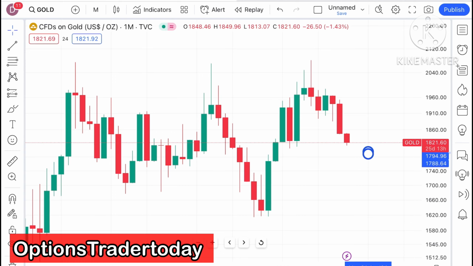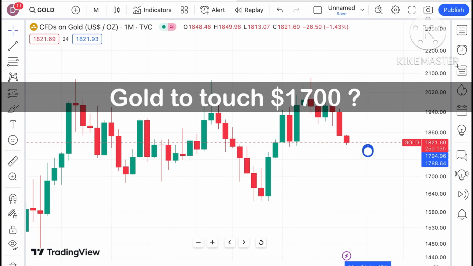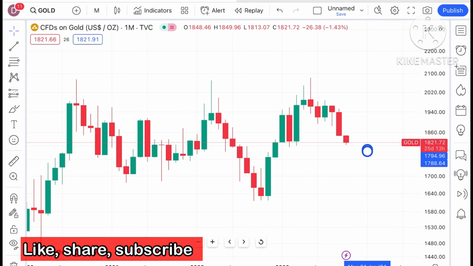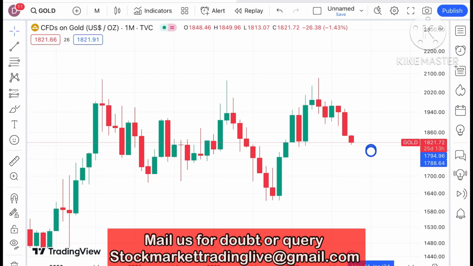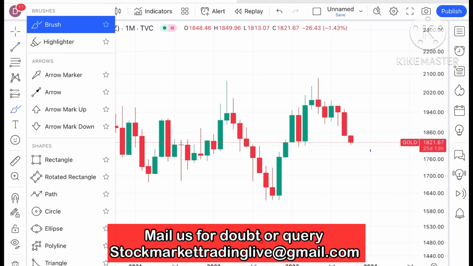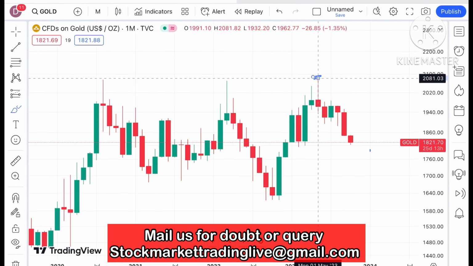So today in this video I will explain how the price of gold has moved in the last month and how the price of gold can move in the next month. If you look at the chart of gold, you can see there is a continuous downfall after making a high around $2080, as you can see looking at this particular chart.